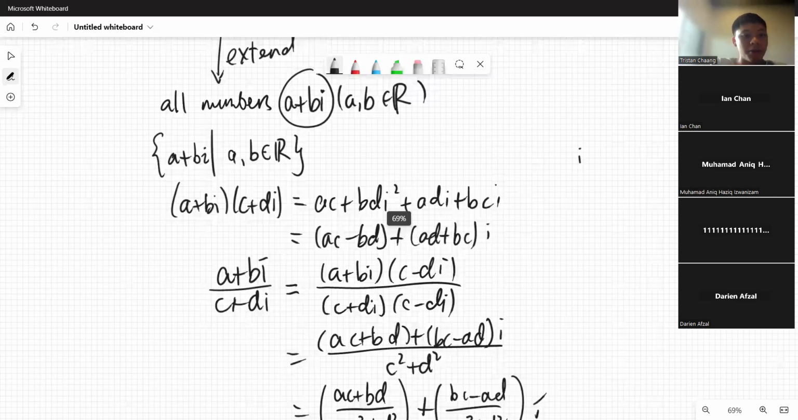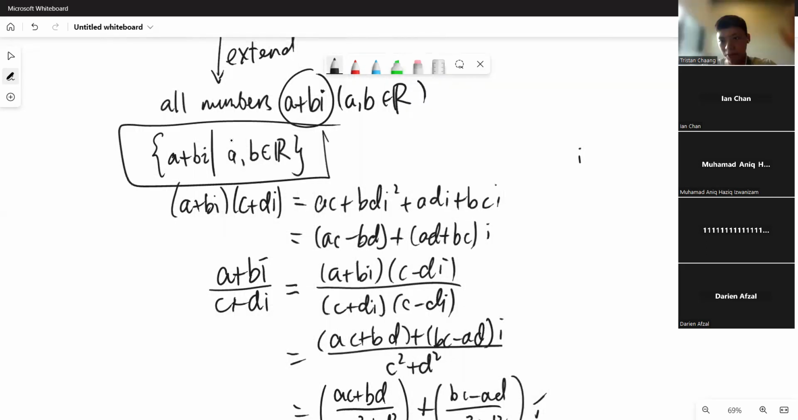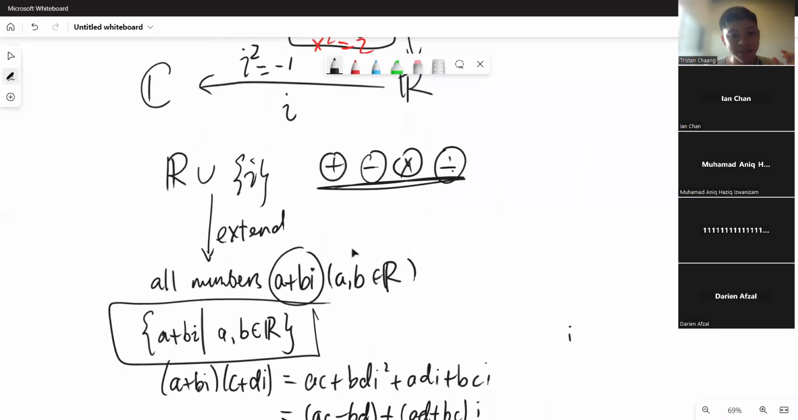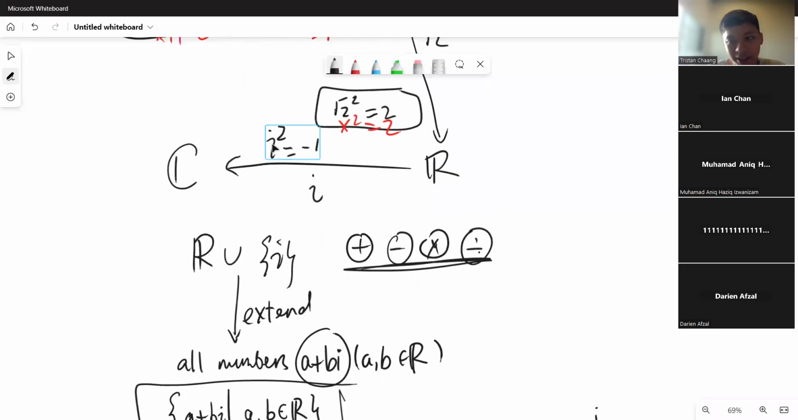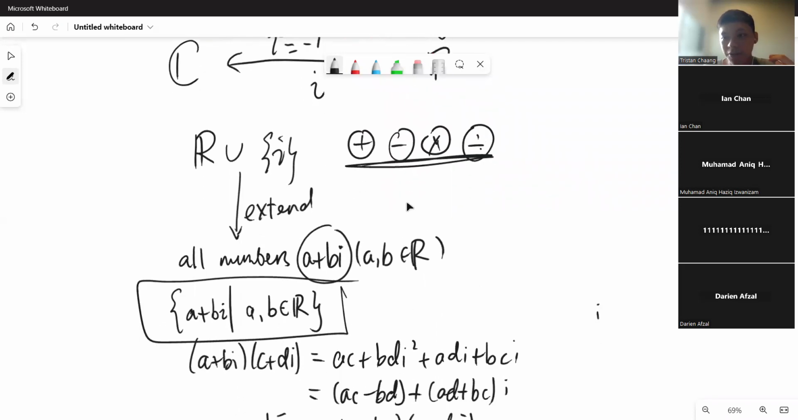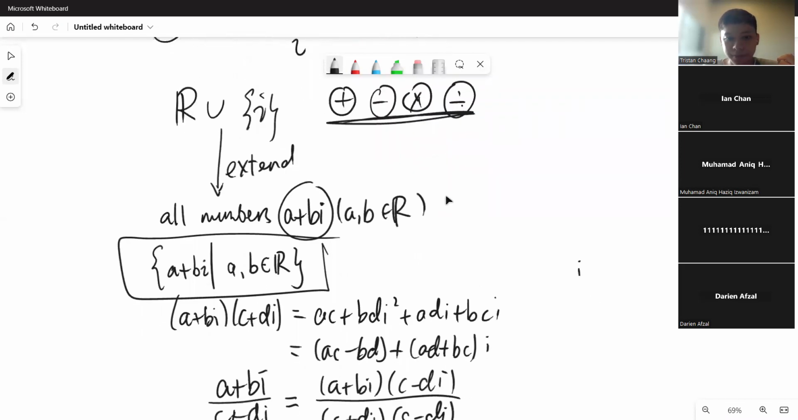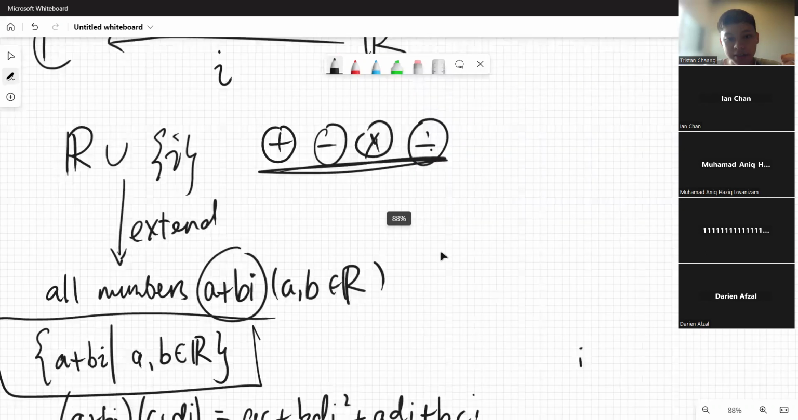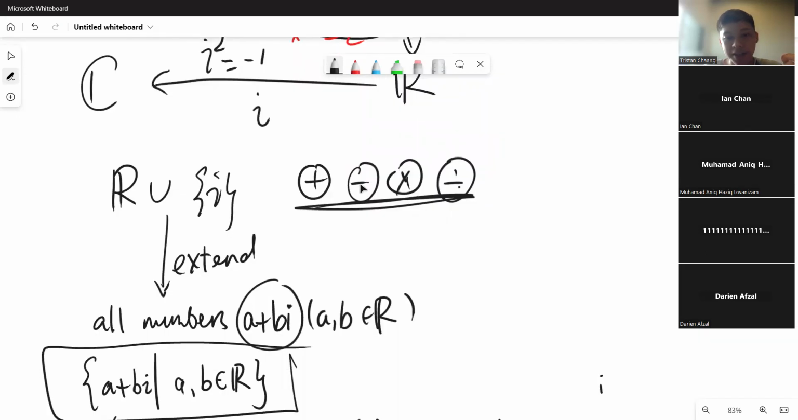So this is basically all we need to do very nice operations on it: addition, subtraction, multiplication, division. As long as we added this new object i, whose property is i squared equals minus 1, you get this whole new set. And by the way, if a set satisfies this nice property, like addition, subtraction, multiplication, division, it's called a field, if you're interested to know the name.